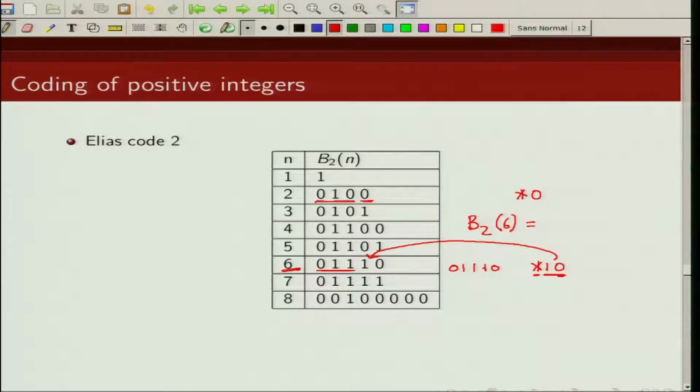So to repeat, we are using Elias code 1 to denote how many digits are there in the binary representation of that number, and then we are following it by the binary representation of the number with leading 1 removed.